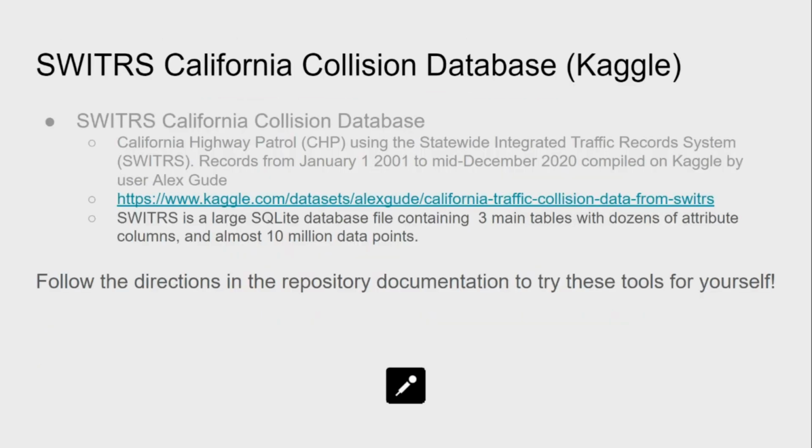Our database is compiled from the Statewide Integrated Traffic Record System, or SWITTers for short. It contains data from almost 10 million collisions in California from 2001 to 2020. It exists in the form of an SQLite file that is almost 10 gigabytes in size and consists of dozens of attributes.